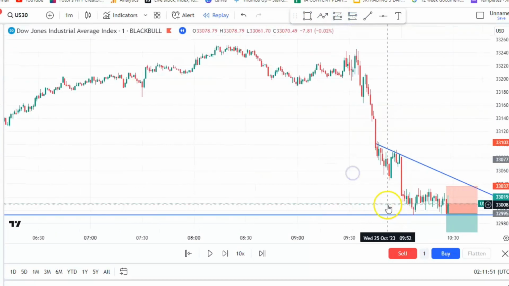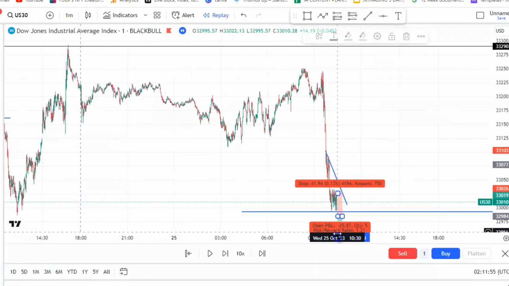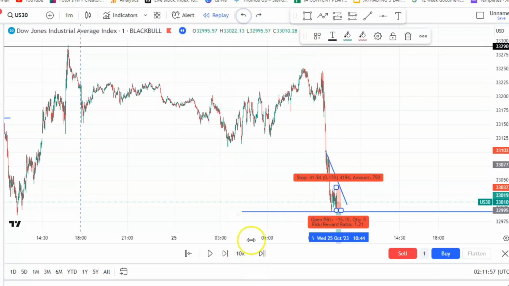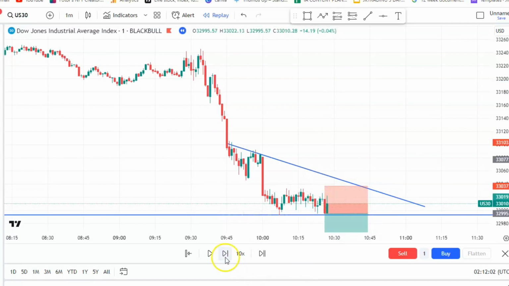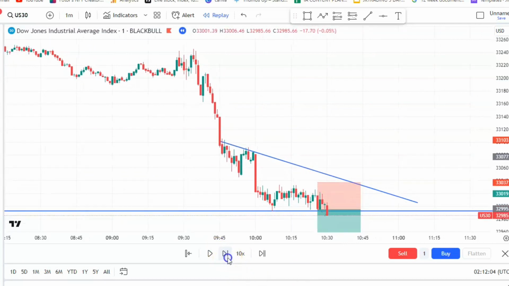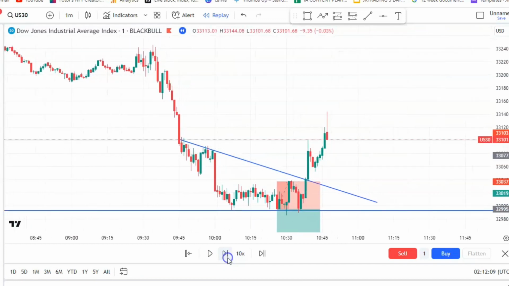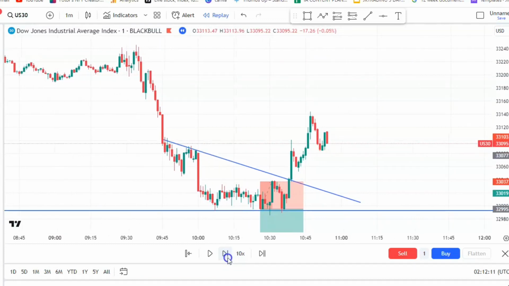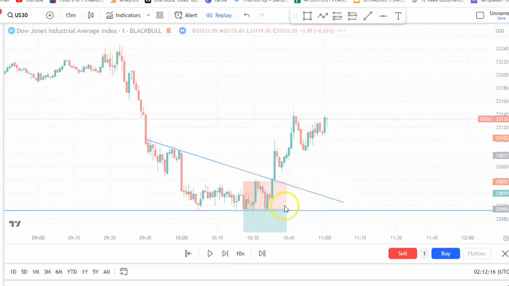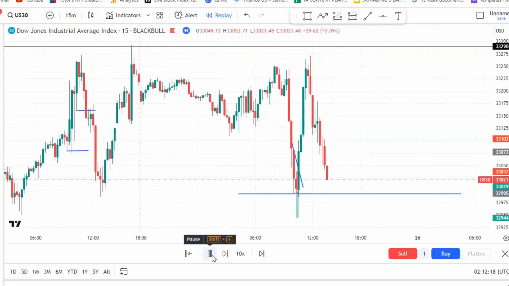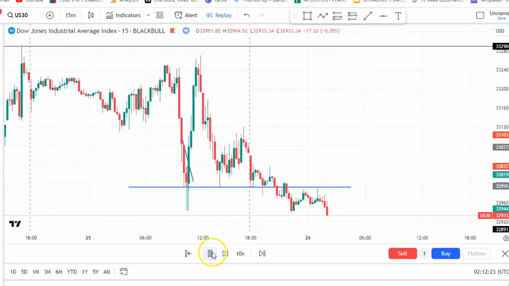Stops above that area. The reason I'm going short, we have these 3 pushes and an engulfment candle. Right. Another loser, okay. We wait.